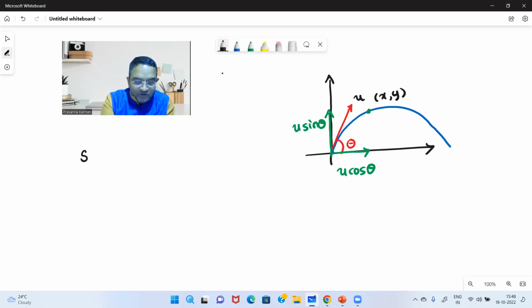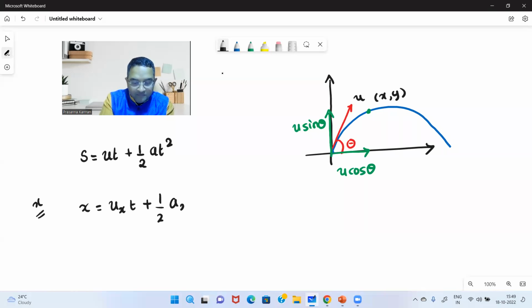Now this goes using the formula s is equal to ut plus half at square. First we will do it for the displacement x. So x will be equal to ux into t plus half ax into t square. Now because there is no horizontal force acting, there is no horizontal acceleration, therefore this component will become 0 because ax is 0. So your x is equal to ux into t. What is ux? U cos theta. So that is nothing but u cos theta into t.